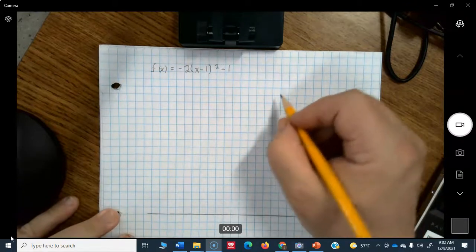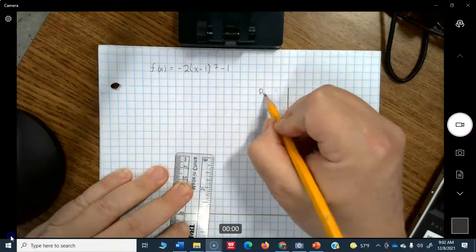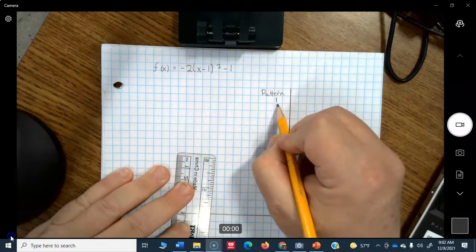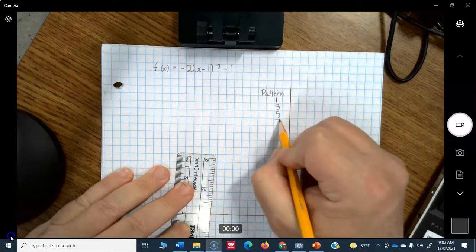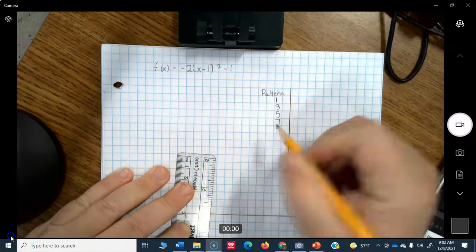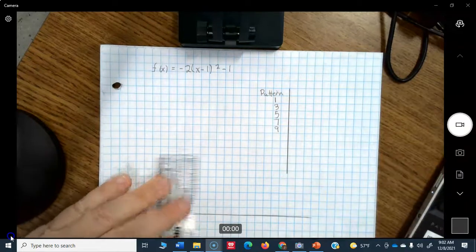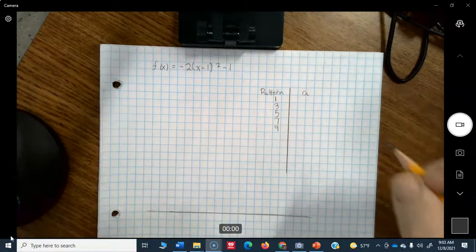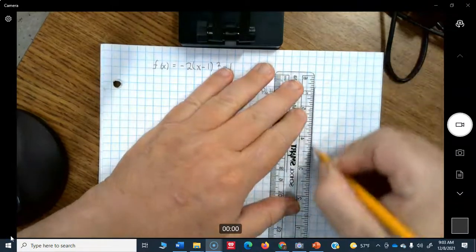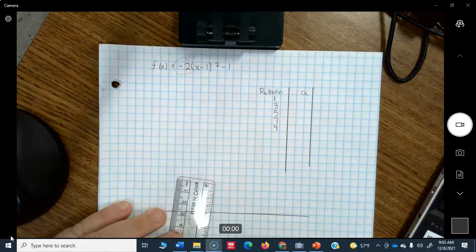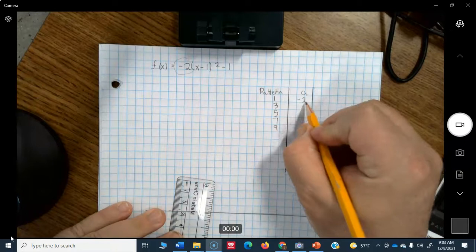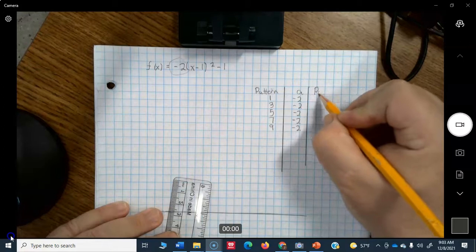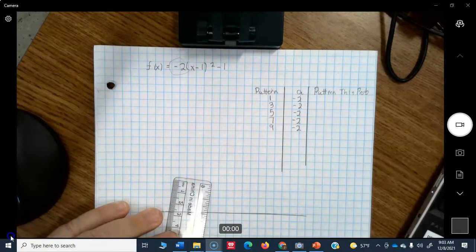All right, so what we have is pattern of change. We'll just call it pattern. And that is going to be 1, 3, 5, 7, 9. And over here we're going to have our A value here. And the A value is the -2 in this problem. So we're just going to write -2 all the way down. And then here we're going to have our pattern for this problem. Okay, so I'll just write it like that.